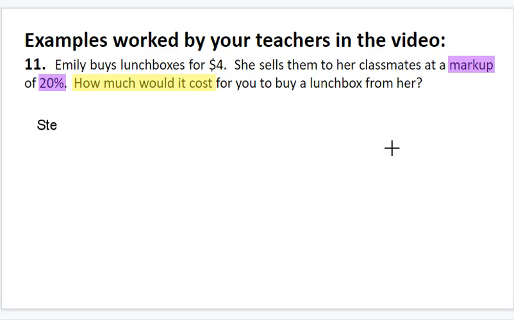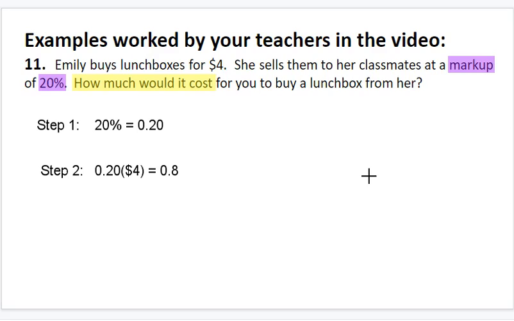So step 1 is to turn our percent into a decimal. So 20%, can move that twice to the left, and I get 0.20. Step 2 says I need to multiply my decimal. So it used to be percent, now it's a decimal. I'm going to multiply that to my money amount. So they originally cost $4. So if I multiply 0.20 times 4, I get 0.8.